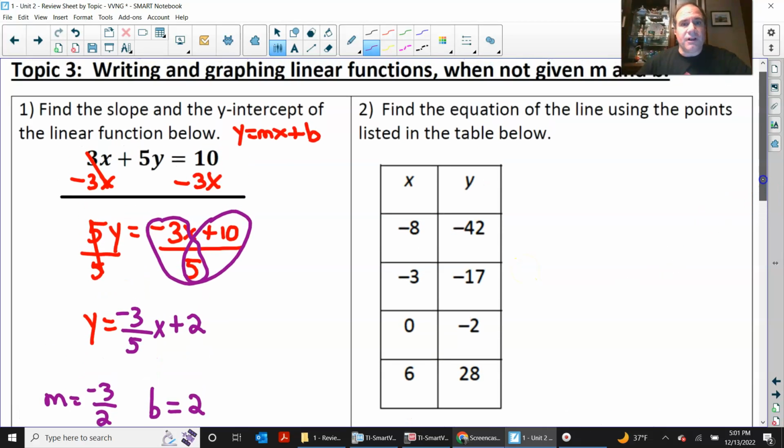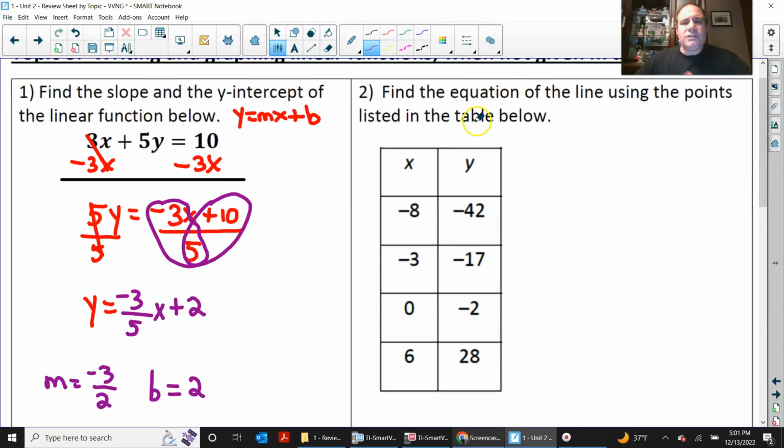All right. Remember, solve for y. Find the equation of the line. Remember, equation of the line: y equals mx plus b. Same thing you're doing over and over again. So you need two things, though. You need the slope and you need the b.